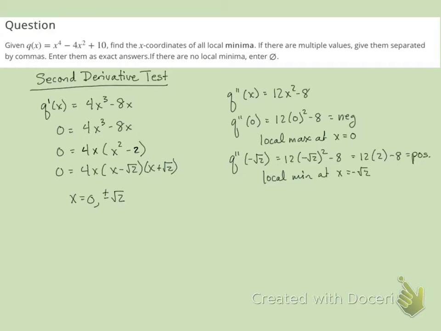And then finally, we will look at positive square root of 2. And because of the nature of this function, you can see that we're going to get the same value as we did for the negative square root of 2. So it's going to be positive, which means we have another local minimum at x equal to positive square root of 2. So we have two local minima here at x equal to negative square root of 2 and x equal to positive square root of 2.